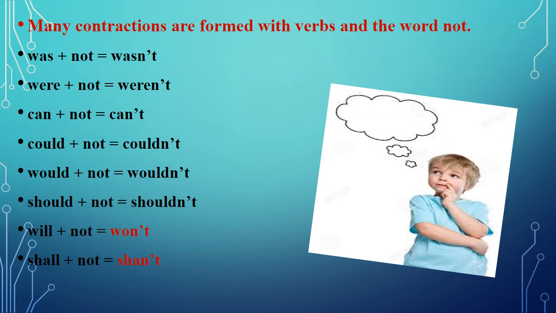And we have two exceptions here. Will not. The short form of will not is won't, W-O-N apostrophe T. The other exception is shall not. Its short form is shan't, S-H-A-N apostrophe T.